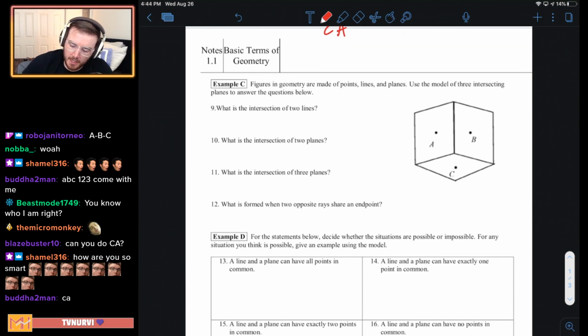Figures in geometry are made of points, lines, and planes. Use the model of three intersecting planes to answer the questions below.